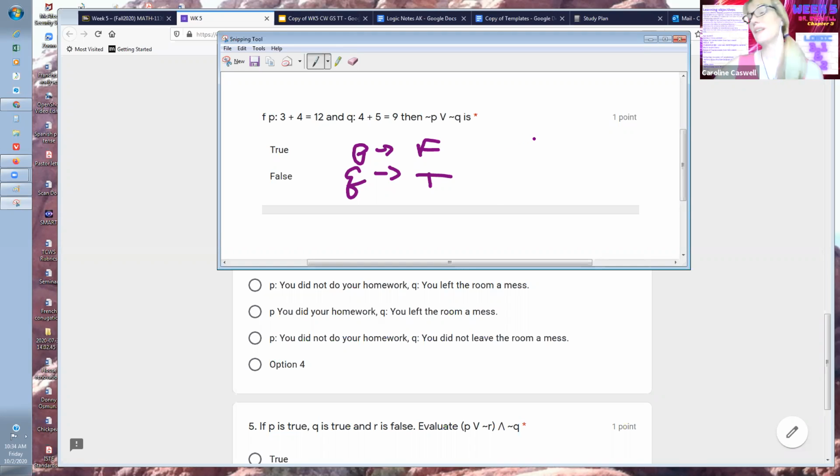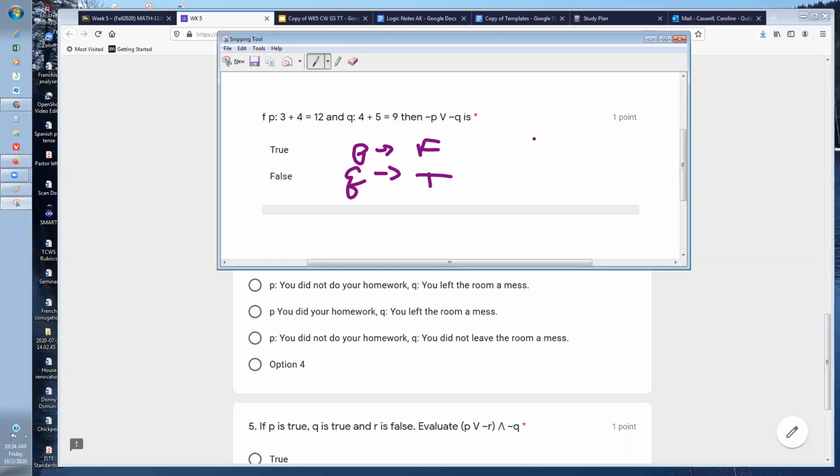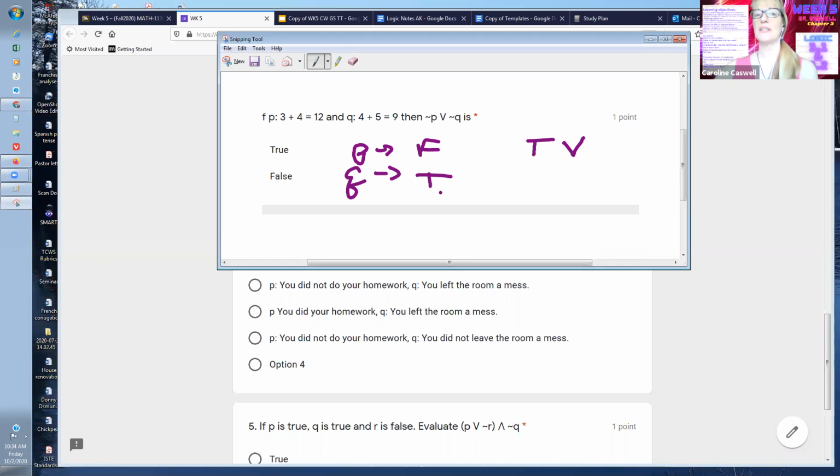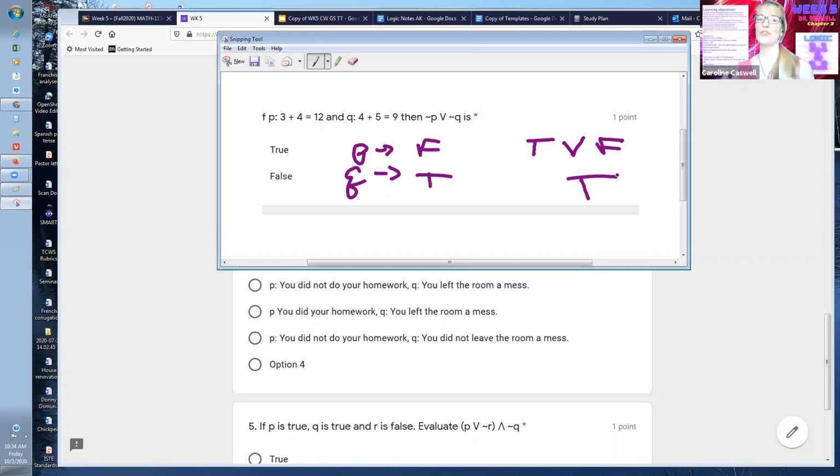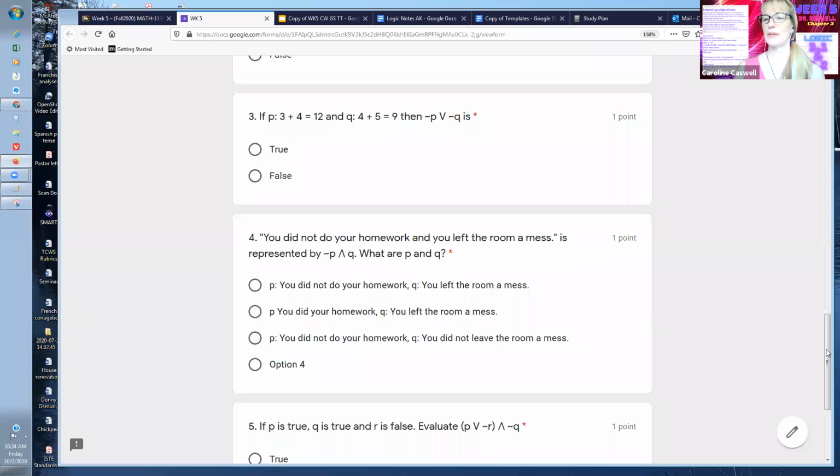So what's the opposite, the negation of P? True. And the negation of Q? False. So what is a true or false statement? True. It is true. Very nice. That is going to be part of the work that you do on your homework. So I'm practicing that with you as well.